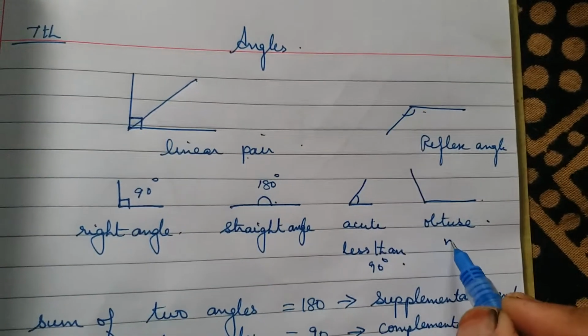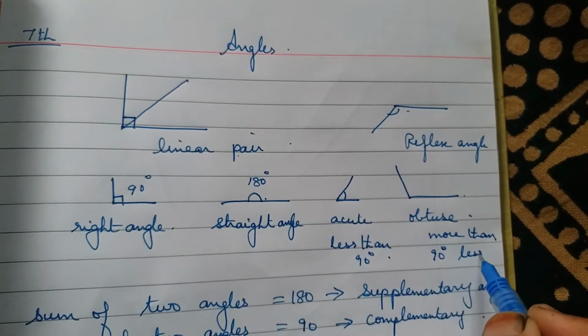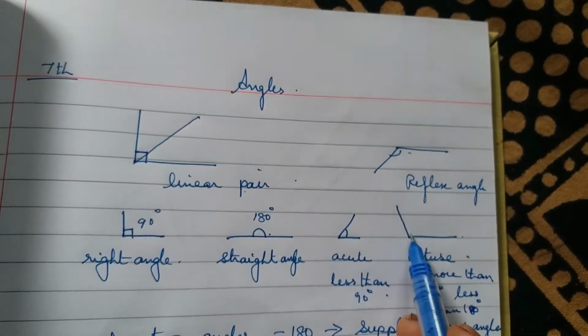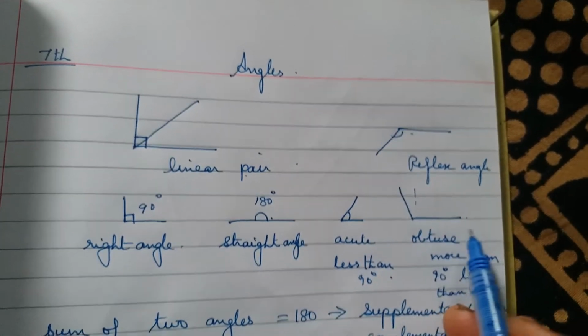An obtuse angle means more than 90 degrees but less than 180 degrees. So it must be more than 90 degrees. You know 90 degrees is here. So if it is more than 90 degrees, it is said to be an obtuse angle.